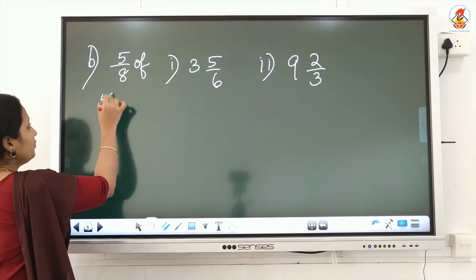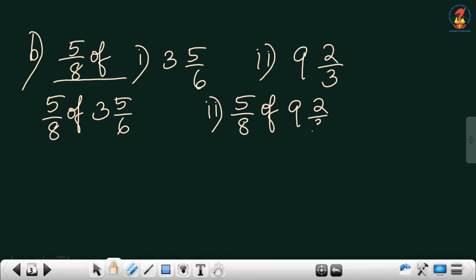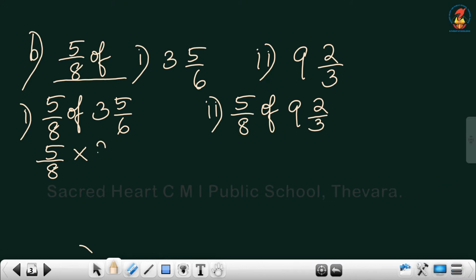5 by 8 of 3 5 by 6, and this is question number 2, 5 by 8 of 9 2 by 3. We have to find 5 by 8 of, first part is 5 by 8 of 3 5 by 6, and the second part is 5 by 8 of 9 2 by 3. Okay. Now, same as the previous question, of represents multiplication. What is the improper fraction of this? 3 into 6 is 18. 18 plus 5 is 23 by 6.